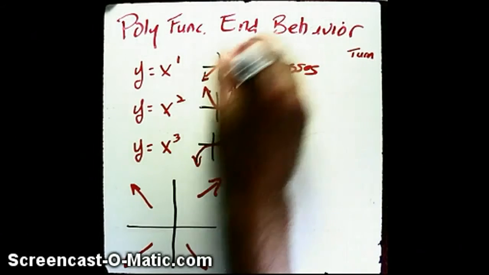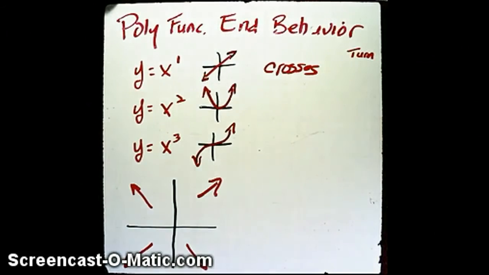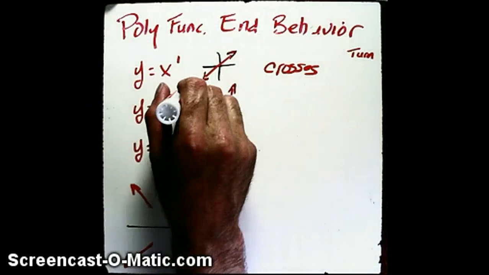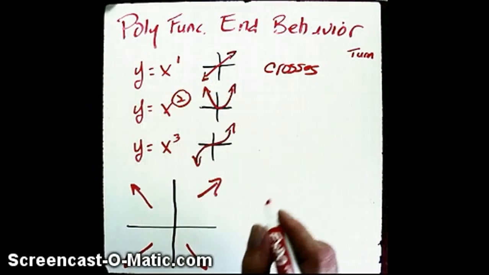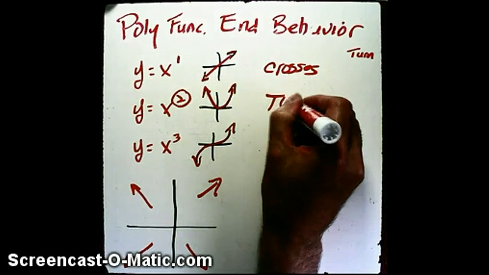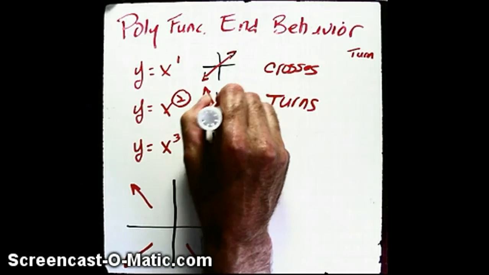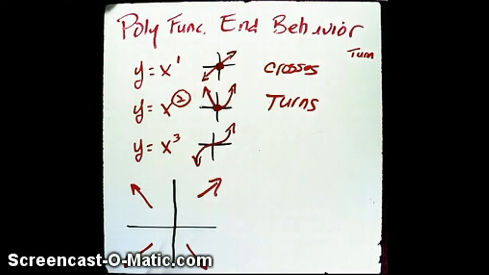It's just a plane crossing the x-axis. Whenever the factor has a 2, 4, 6, it turns at the 0. It turns at the 0. Here it crossed at the 0. Here it turns at the 0.